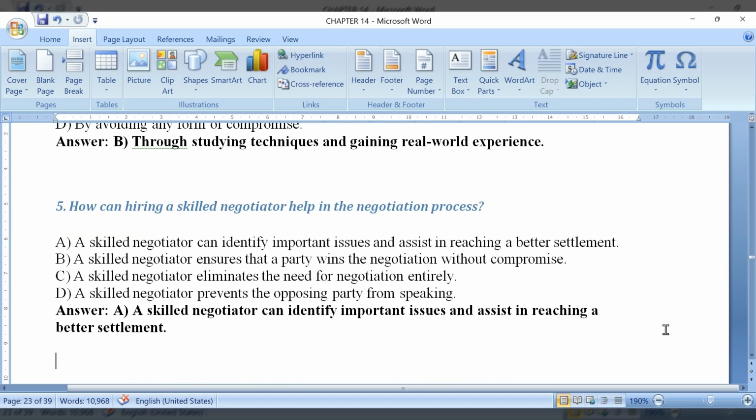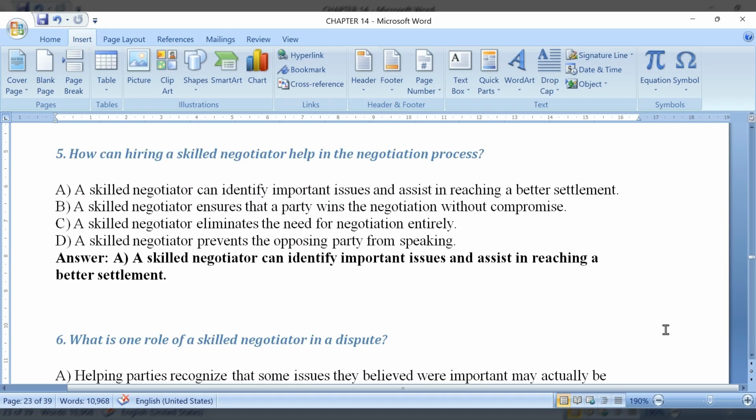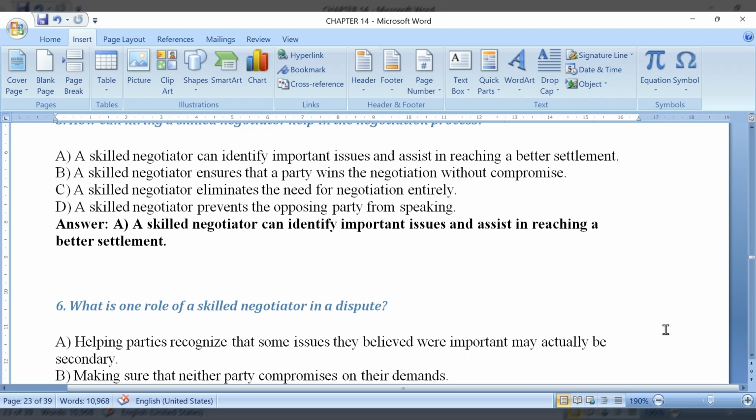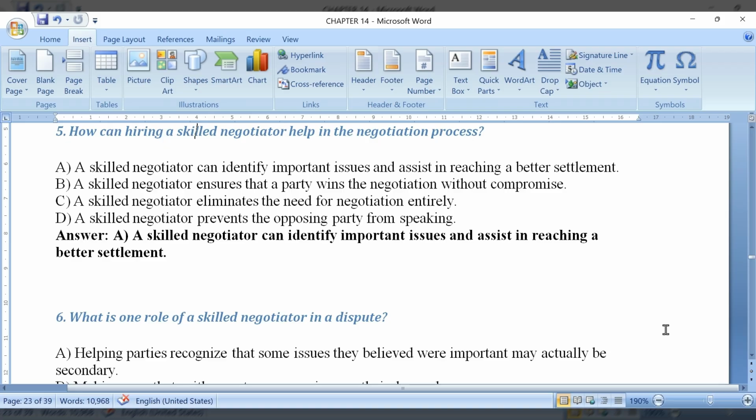5. How can hiring a skilled negotiator help in the negotiation process? A. A skilled negotiator can identify important issues and assist in reaching a better settlement. B. A skilled negotiator ensures that a party wins the negotiation without compromise. C. A skilled negotiator eliminates the need for negotiation entirely. D. A skilled negotiator prevents the opposing party from speaking. Answer: A. A skilled negotiator can identify important issues and assist in reaching a better settlement.